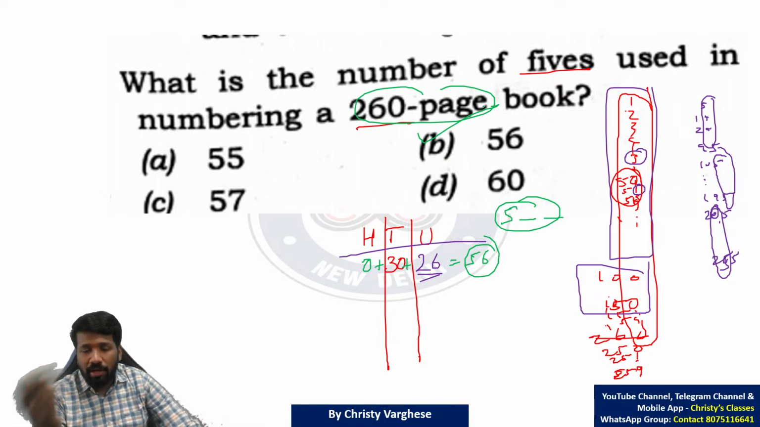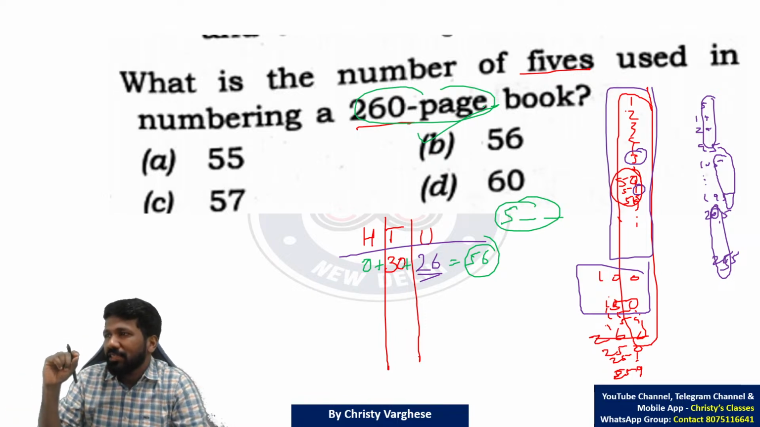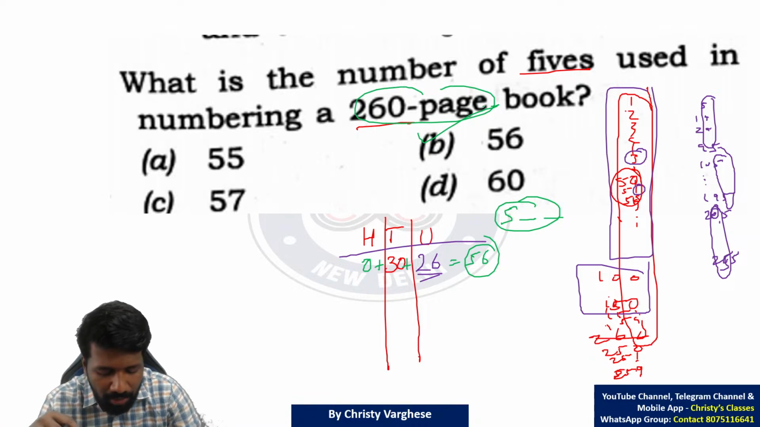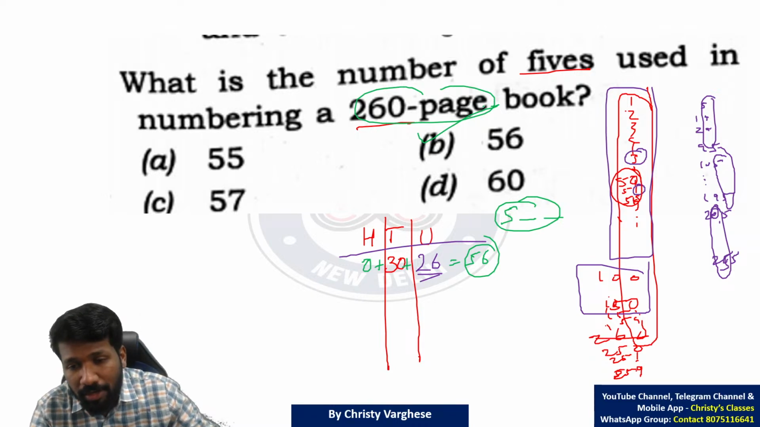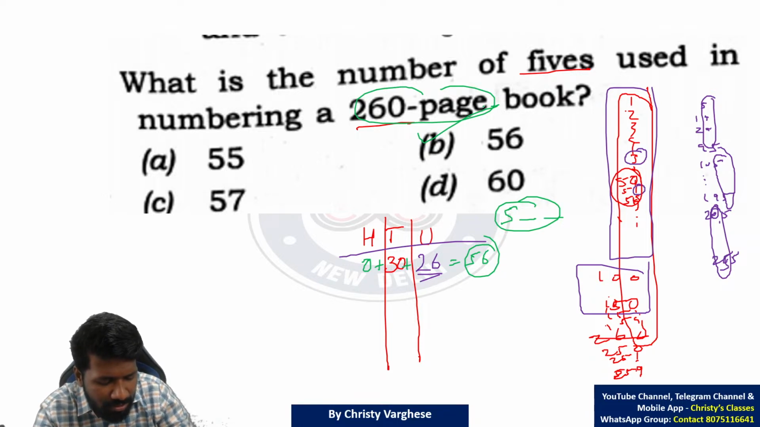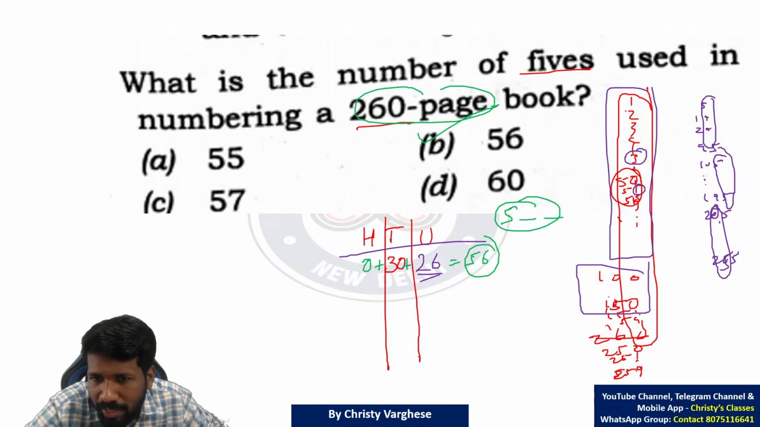Another approach, as I told you, is to first think 0 to 9, how many 5s? 10 to 99, how many 5s? 100 to 260, how many 5s? That is also fine. But there are chances that we may miss the double 5s, or if there is a triple 5, the chances of missing are there too. That is why I think unit place, tens place, hundreds place may be less confusing. If you think you can do it better another way, you can definitely do that.